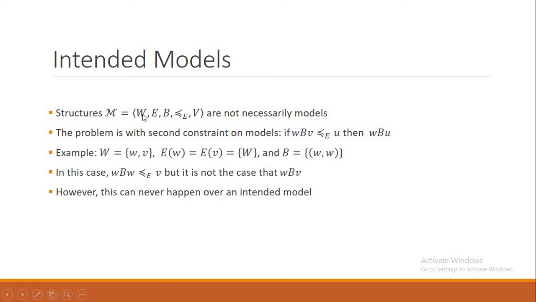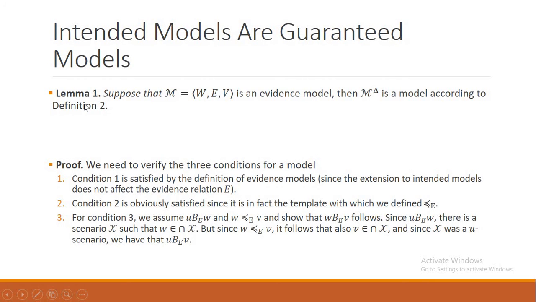But this is a structure similar to this, but it's not necessarily a model. However, this can never happen over an intended model. So it's not just enough to derive our plausibility ordering. We need to derive both if we want to have an intended model that is necessarily a model. And that is actually a lemma. It's proven. Suppose that M is an evidence model, then our extended structure M delta is a model according to definition 2. And here's a very simple proof.